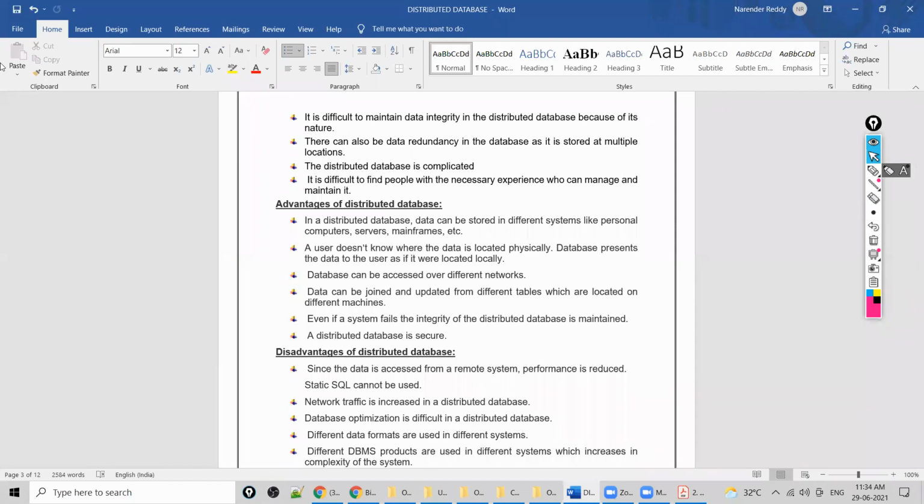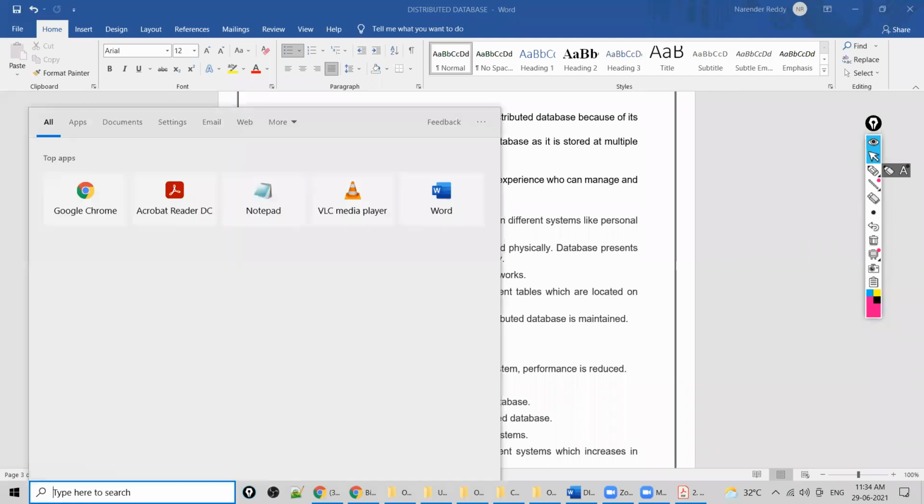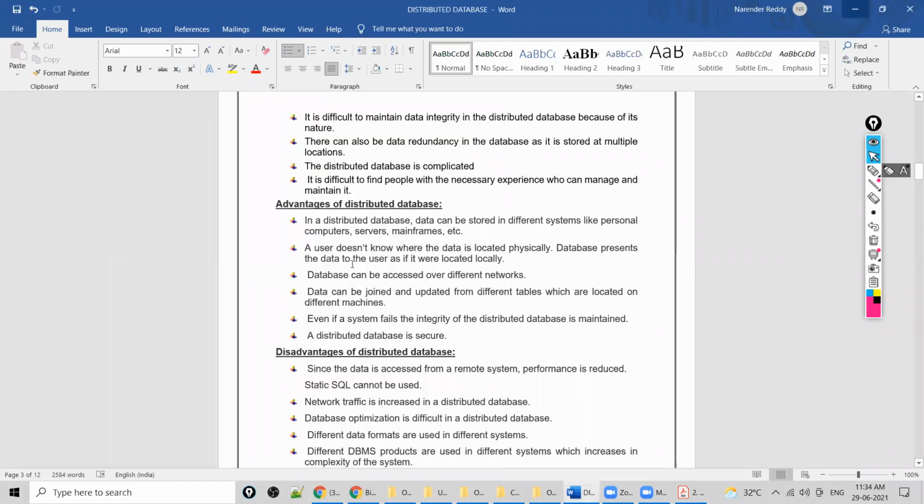First advantage, what is the first advantage? In a distributed database, data can be stored in different systems. Simple, first advantage: data can be stored in different systems.